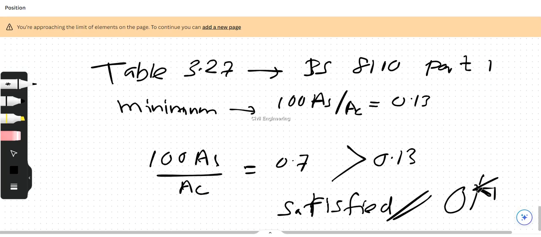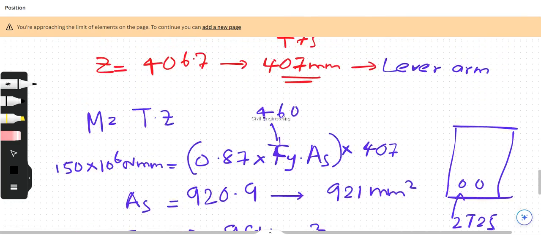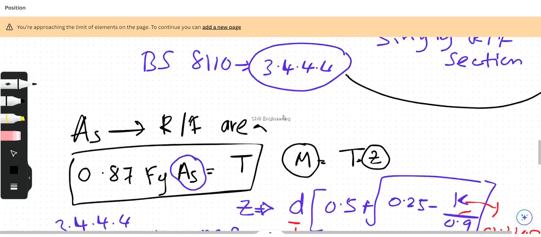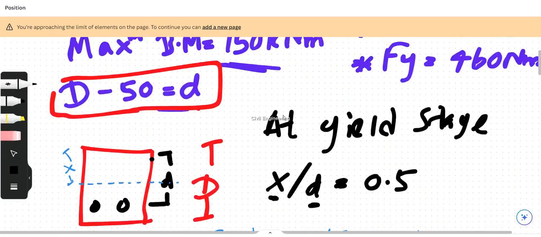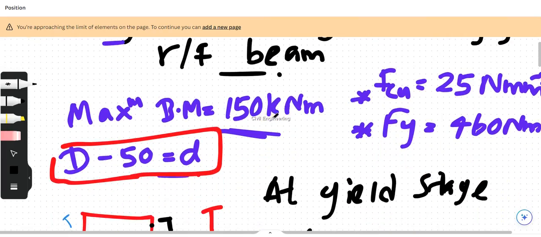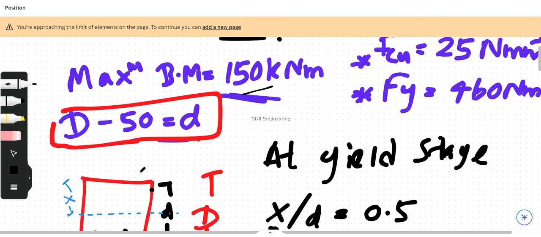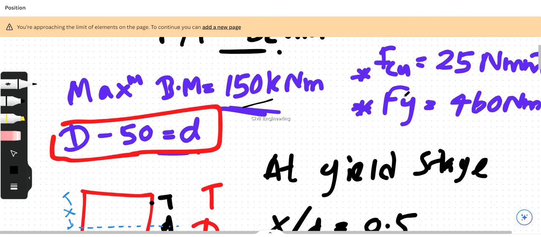Okay, it means now our section can withstand the bending moment which that section has to withstand. It means this 150 kilonewton meters, and our section values are also now okay. Our effective depth is 50 millimeters lower than the total depth, and we used these data for our calculations.